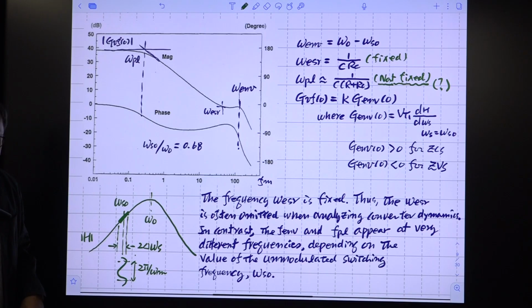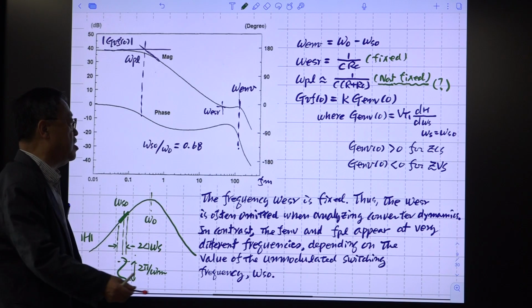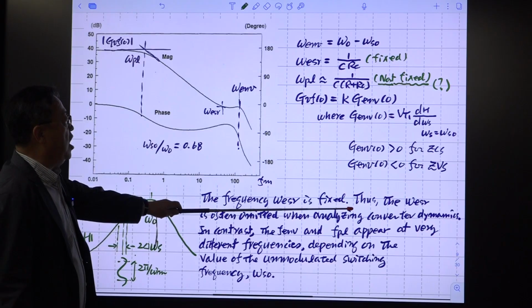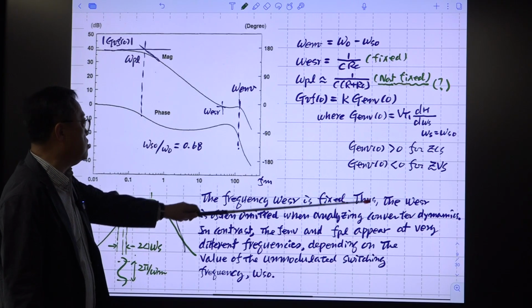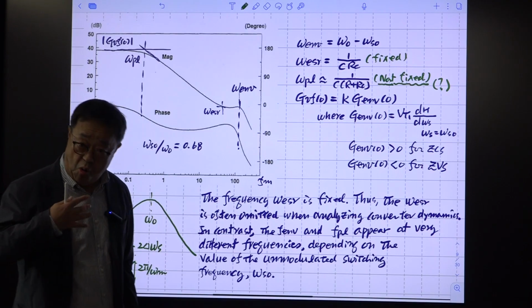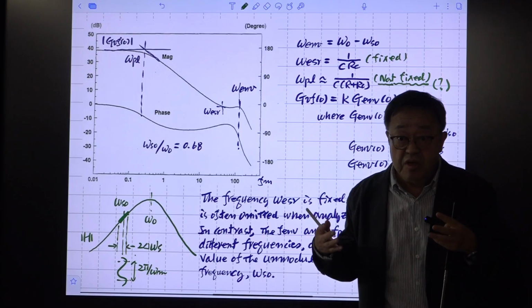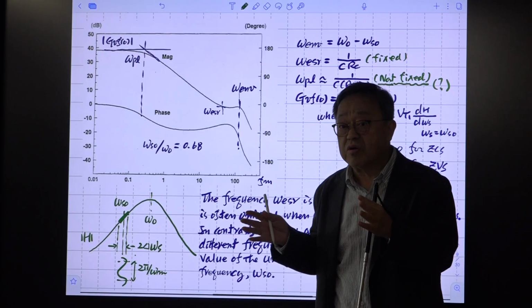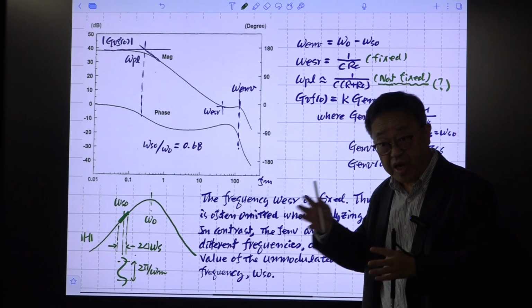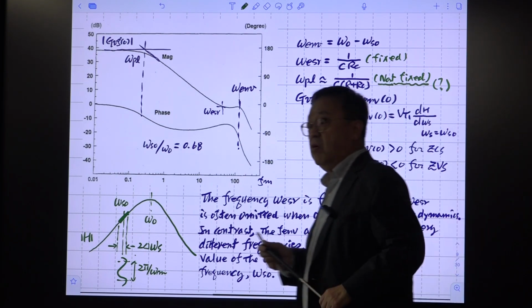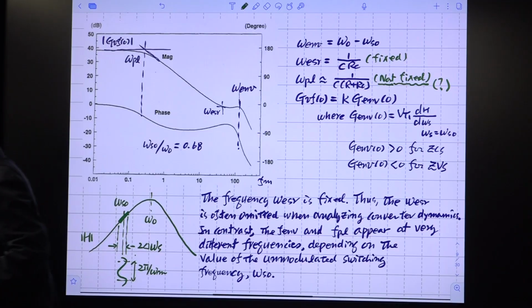I wrote down all the important things. The omega ESR is fixed, so omega ESR is often omitted. We don't include this for the forthcoming discussions. That is fixed, already known. Other frequencies are moving when the unmodulated switching frequency changes. So in that analysis, we just ignore this omega ESR.